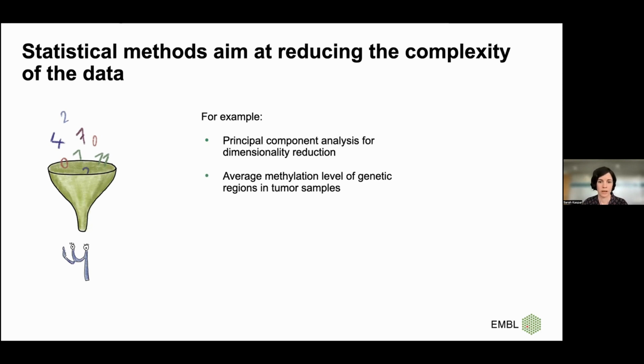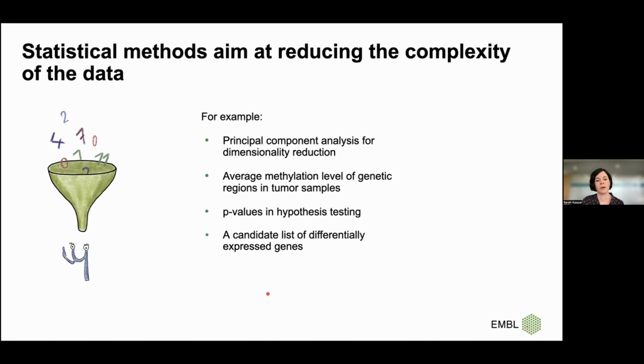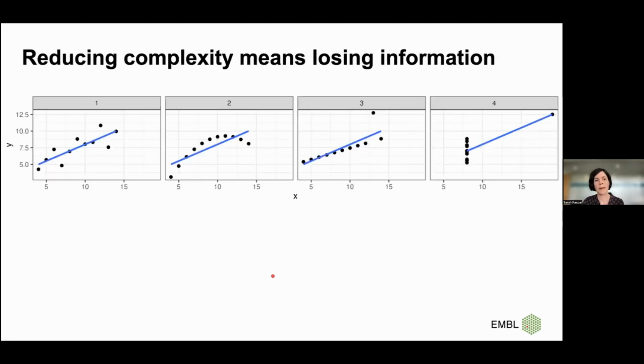So for example, if we have a genetic region, we might report the average methylation levels, not from each sample. Also, if we do a hypothesis test and we have a p-value, that's one value that comes out of a big data set. And finally, if we do RNA-seq or transcriptomics, we start with a huge number of genes and we end up with a candidate list of genes that we might look into further then. Now, reducing complexity is of course helpful, but it also means that we're losing information.